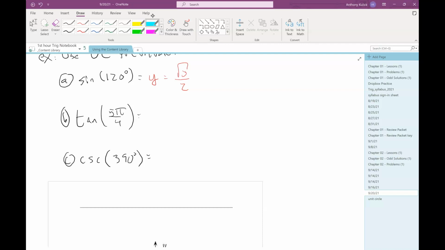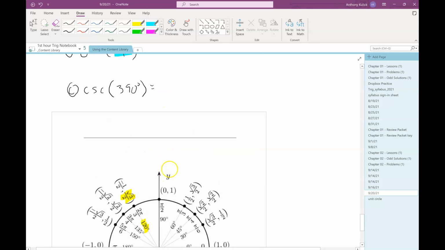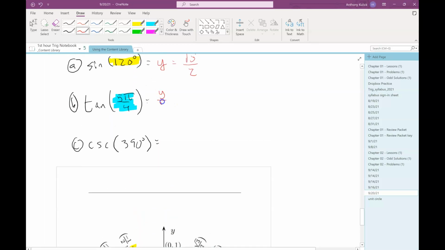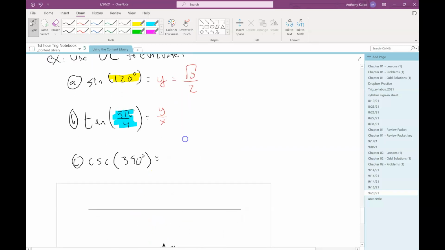Tan of 5 pi over 4. I'm going to locate 5 pi over 4 on the unit circle. So if I see that, it's right here. Tangent is y over x. So I'm going to take the y-coordinate, which is negative root 2 over 2, over the x-coordinate, which is also negative root 2 over 2. That just gives me 1.